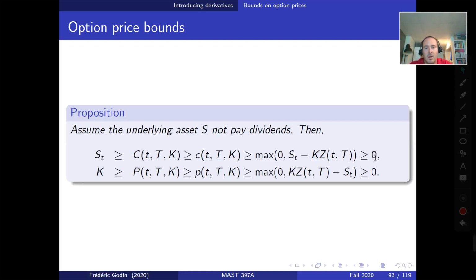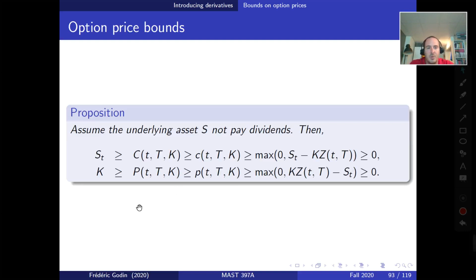This last inequality is pretty obvious because the maximum between 0 and something is greater or equal to 0. So this says that the underlying asset is worth more than an American call option on that asset, which is worth more than a European option on that asset, and the European option has a value which is greater or equal to this quantity, which we'll show subsequently.